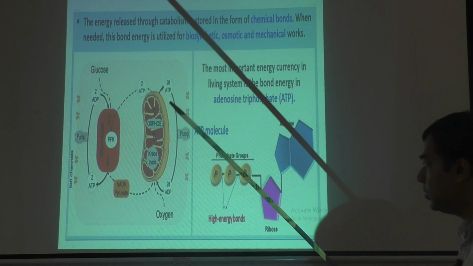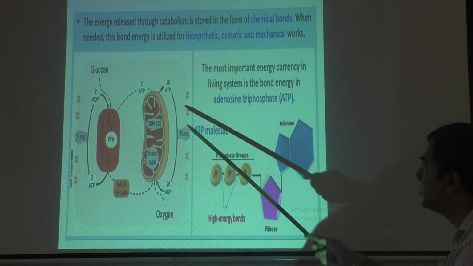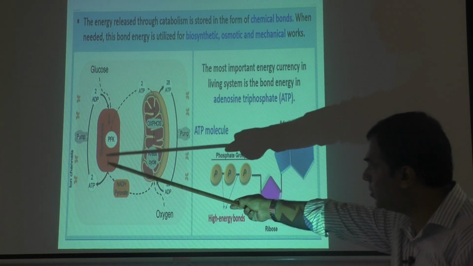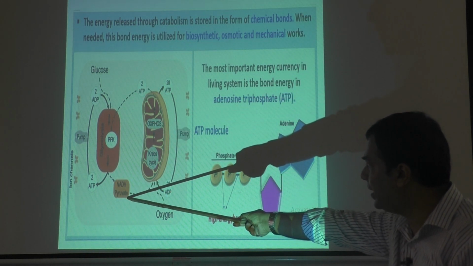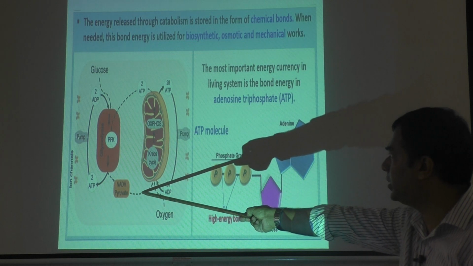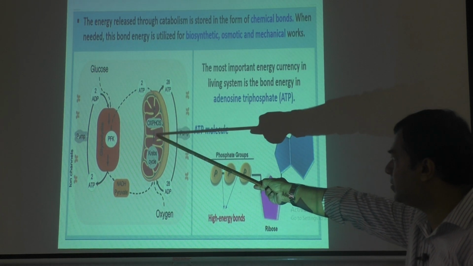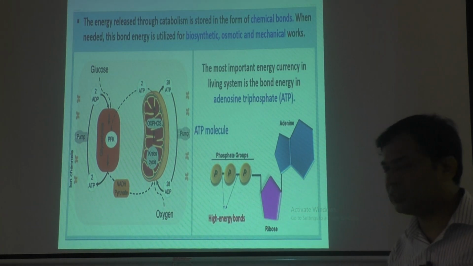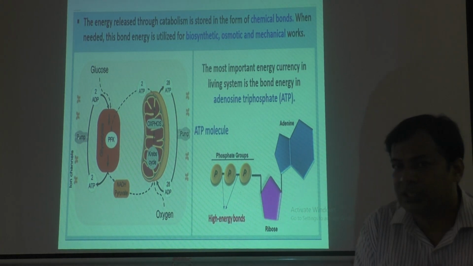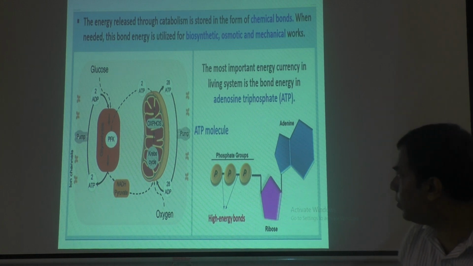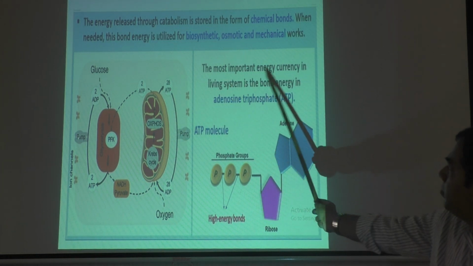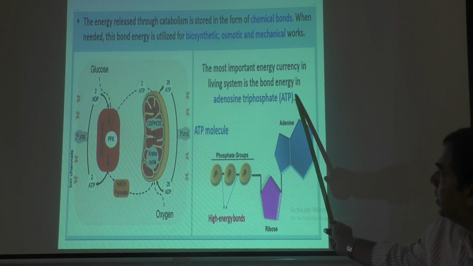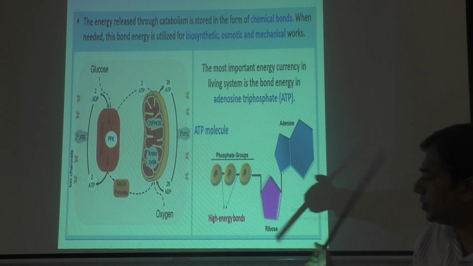Next, you can see there the glucose entering, NADH, pyruvate, all that they are showing. It enters the Krebs cycle. This is the mitochondria where energy is produced. Oxygen is used and energy is produced. This is aerobic respiration. You have already learnt it. Then the most important energy currency in the living system is the bond energy, that is called adenosine triphosphate.